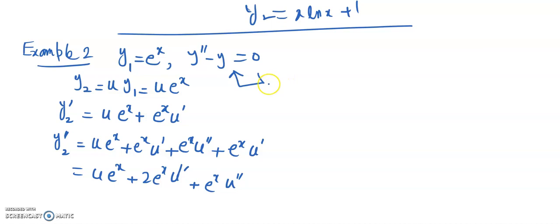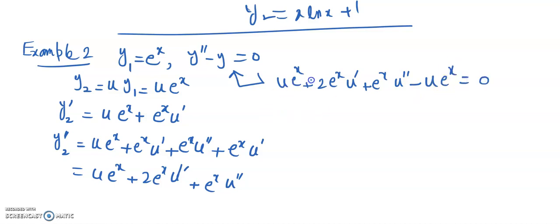So I will put y double prime value as u e power x plus 2 e power x u prime plus e power x u double prime, minus y. Y is this one, here u e power x minus u e power x equals 0. So now this equation can be simplified. So u e power x cancels out. You can take e power x out, you can remove it. So it will be 2u prime plus u double prime is equal to 0, or u double prime is equal to minus 2u prime.